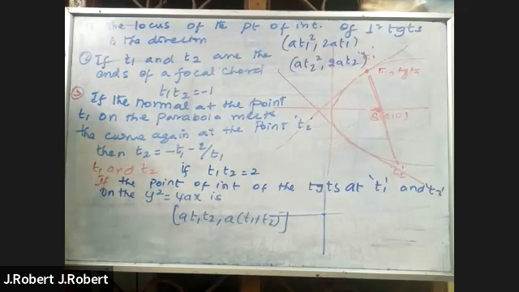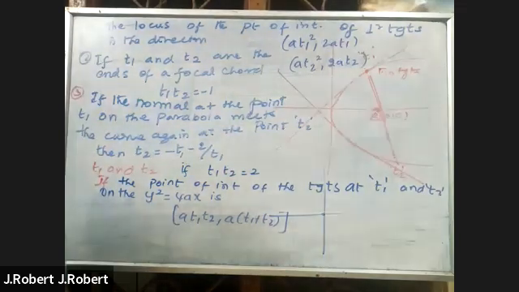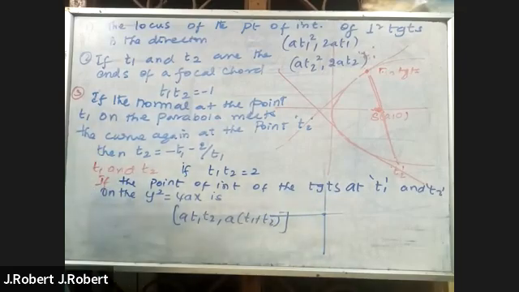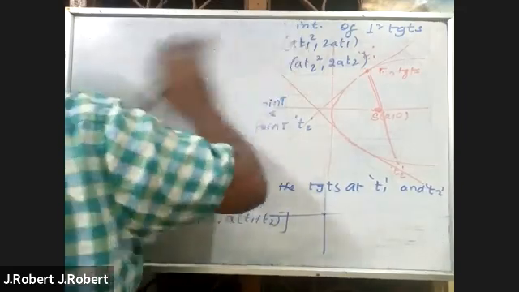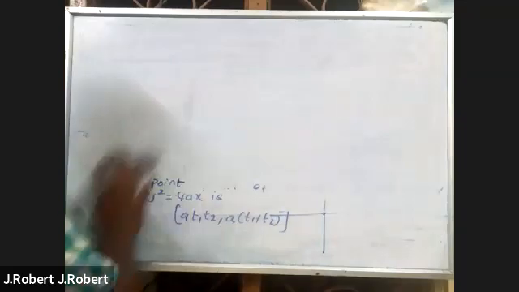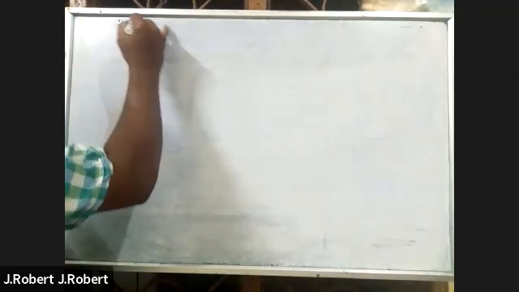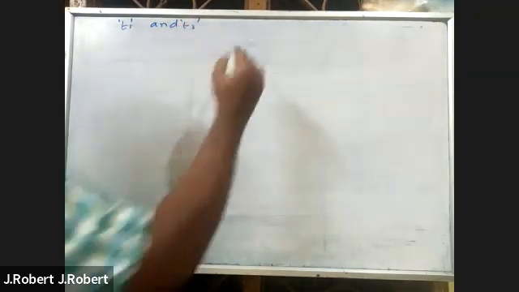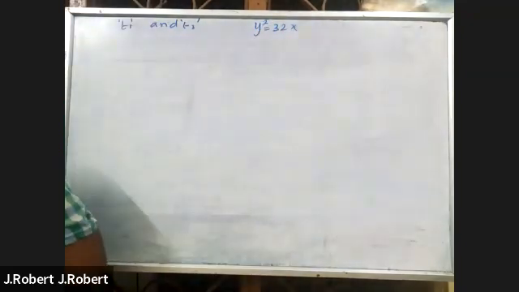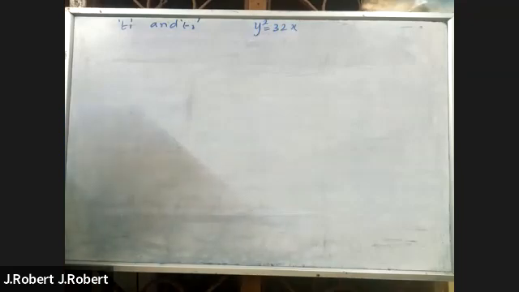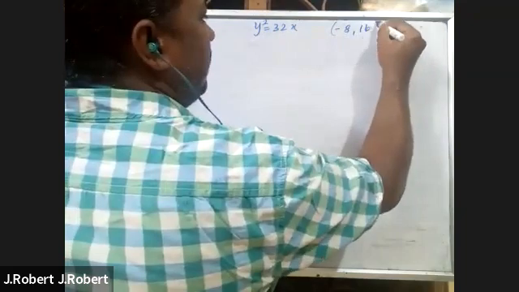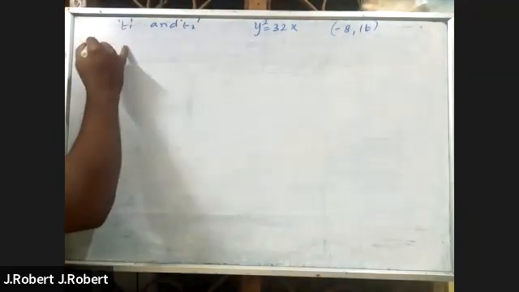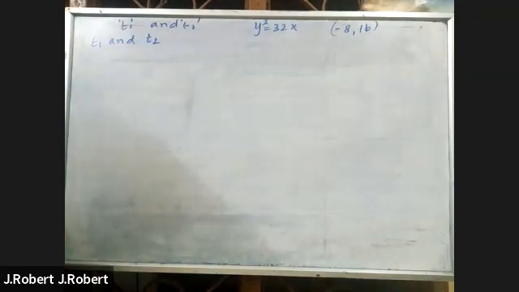If the tangents at T1 and T2 on the parabola y squared equals 32x meet at (minus 8, 16), then find the values of T1 and T2.